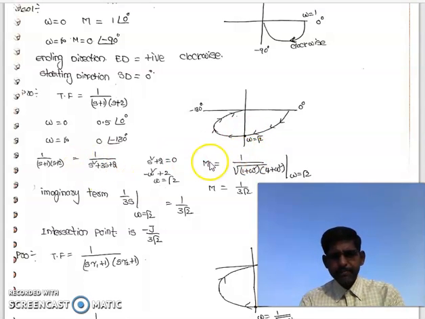To find that, take s square plus 2 and equate it to zero, so omega equal to root 2. Then the imaginary term is 1 by 3s, at omega equal to root 2, that is 1 by 3 root 2. The intersection point is minus j 1 by 3 root 2, at omega equal to root 2.